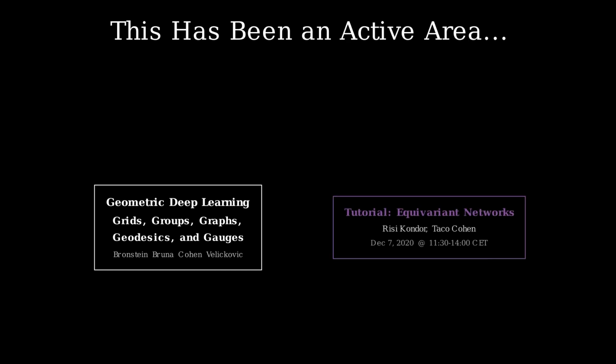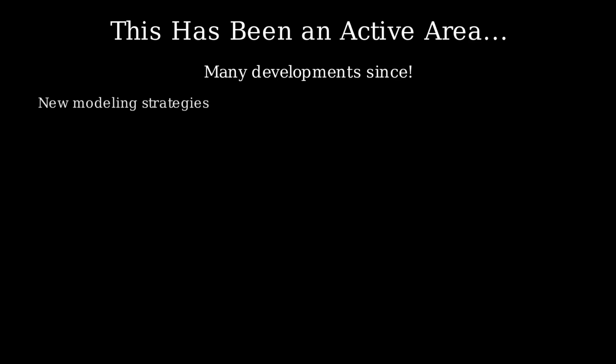Around the same time, at NeurIPS 2020, Risi Kondor and Taco Cohen ran a full tutorial on equivariant networks, a clear signal that the community recognized this as a major research direction worth a dedicated tutorial track. And since those foundational works, the field has moved fast. New modeling strategies have emerged for building equivariant architectures more efficiently.